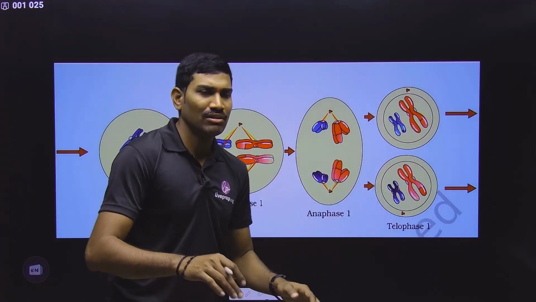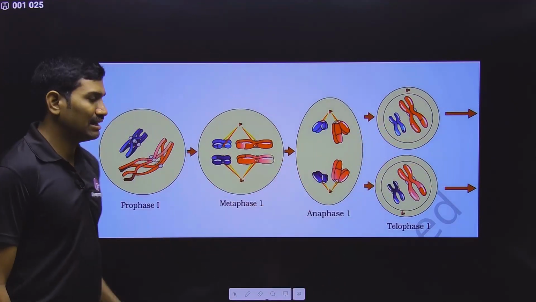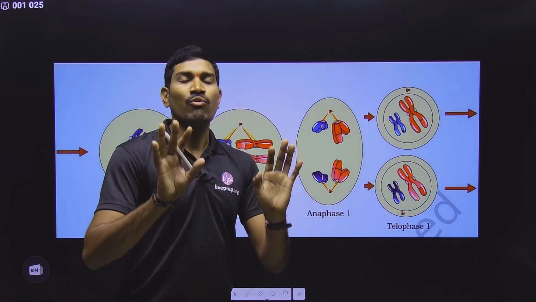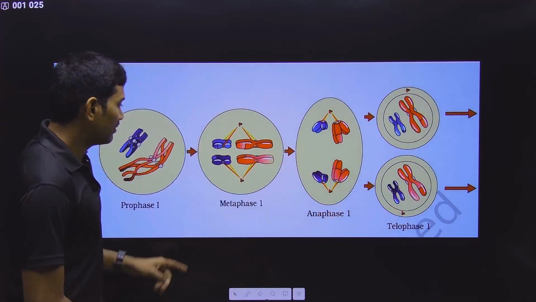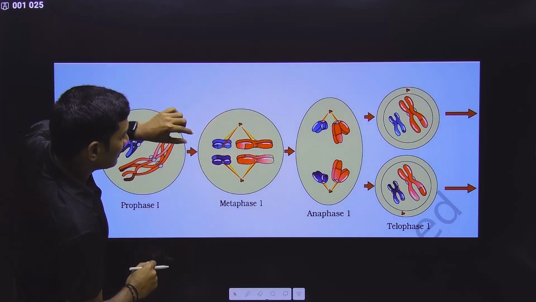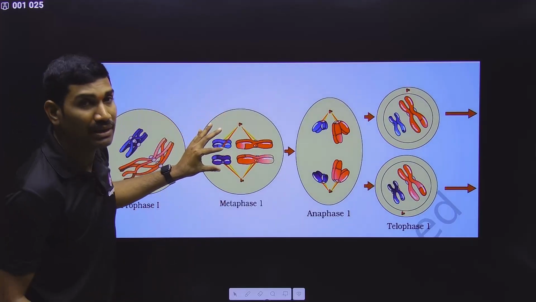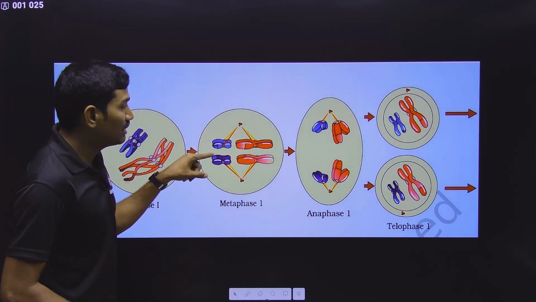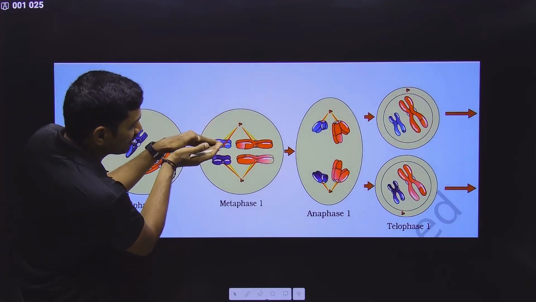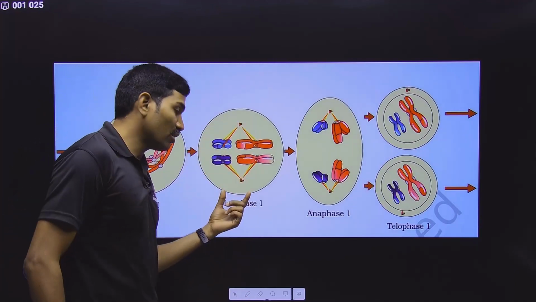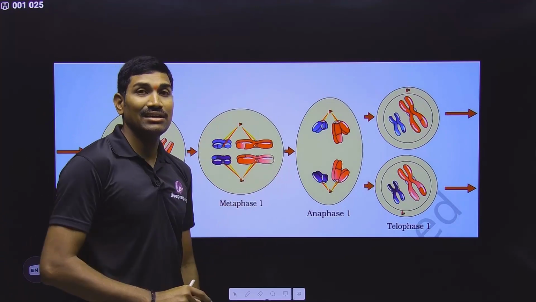Before going to that, now let us see the NCERT diagram. In the NCERT, they have given diagrams for prophase 1, metaphase 1, anaphase 1, telophase 1. What is the problem with the NCERT diagram? Observe carefully. In the metaphase 1 diagram, these are homologous chromosomes. In the NCERT diagram, they kept them separately. This is wrong. You should not keep them separately. Actually, these 2 homologous chromosomes should be attached. In the case of metaphase 1, bivalents are aligned.